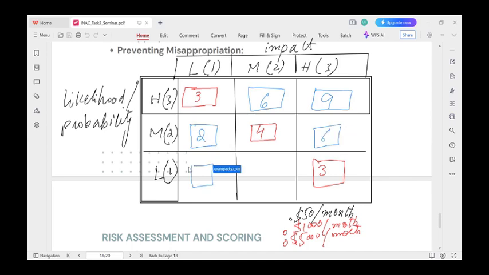In this box, we have a score of 1, okay? And in this box, we have 2, right? So, okay, what is happening? Why do we need to learn this fraud matrix? So you have the potential frauds in front of you, all right?